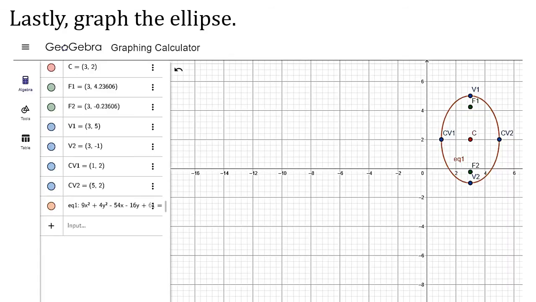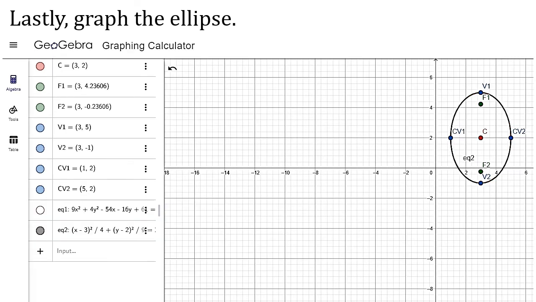So lastly, graph the ellipse. I plotted the center, the two foci, the two vertices, the two co-vertices. I encoded the general form, the equation of the ellipse. So that is the graph. If you use the standard form of the equation of the ellipse, you're going to get the same graph also. So we're doing a good thing so far. We got the correct answers.